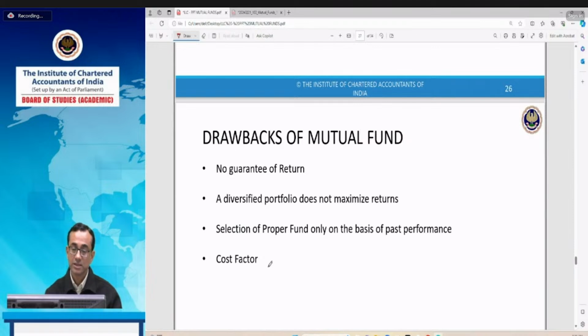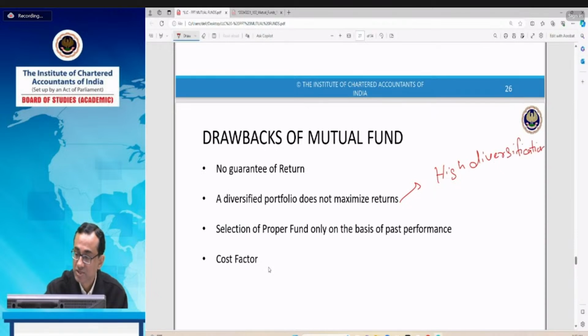Another drawback is that a diversified portfolio does not maximize return. As we have seen, high diversification does not necessarily increase profit. Because if the mutual fund invests in 40, 50, 60 companies, some of the companies may be generating a higher return, some may be generating a lower return. So too much diversification can actually lessen the total return.